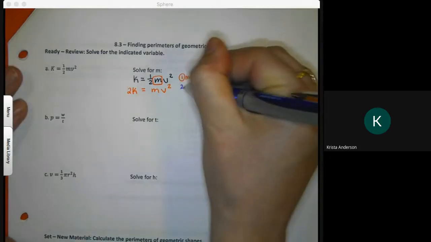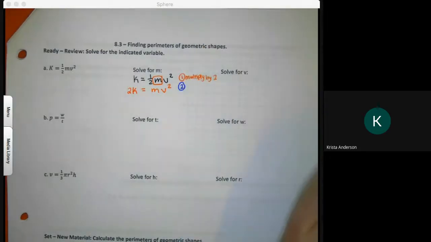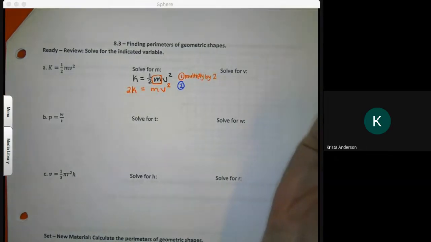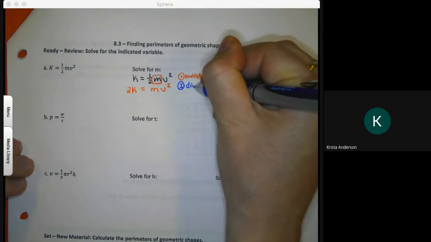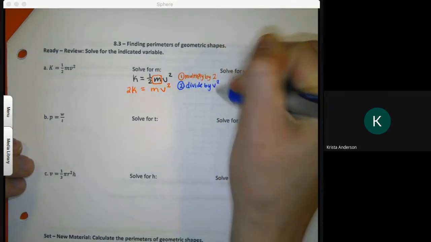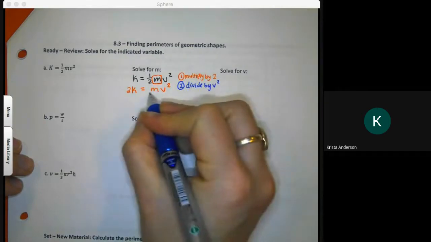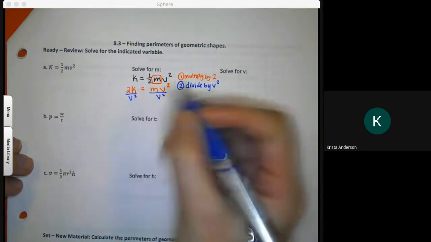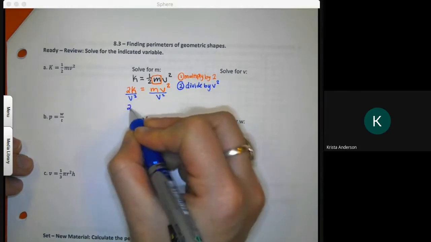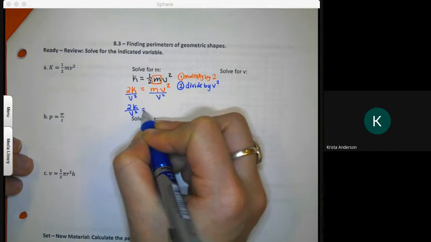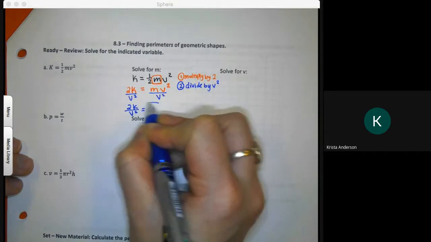My next step, I want to get the m alone. V squared is attached to the m through multiplication. I will divide by the v squared, that whole chunk. I'm just going to divide by it, which gives me 2k over v squared equals the letter m.